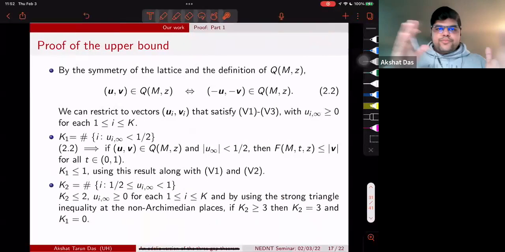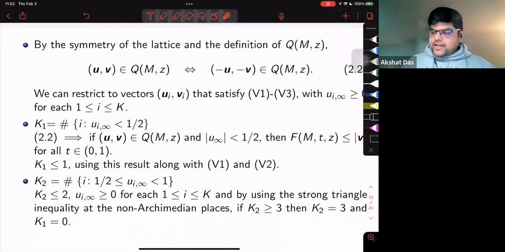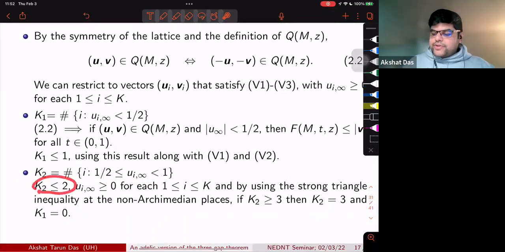So what is k2? K2 is going to be the other part of it, which is that we consider the collection of lattice points for which the real component of the first component is going to be between half and 1. These are the other collection of vectors. Of course, k1 and k2 make it exhaustive. And if the upper bound for k2 is 2, then we are okay. So if K2 is less than or equal to 2, then everything is good. We will have K to be less than or equal to 3. So now the question is, what happens in the scenario when K2 is either 3 or bigger than 3? That is the most important question.